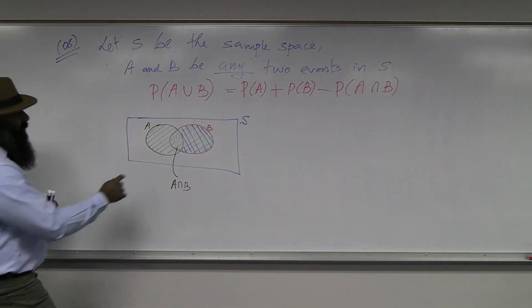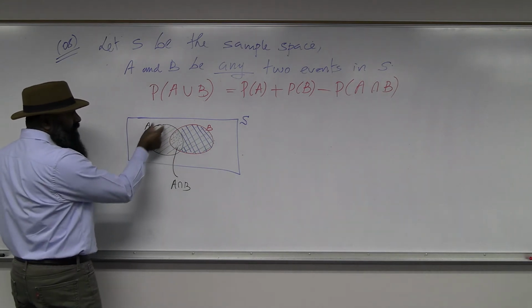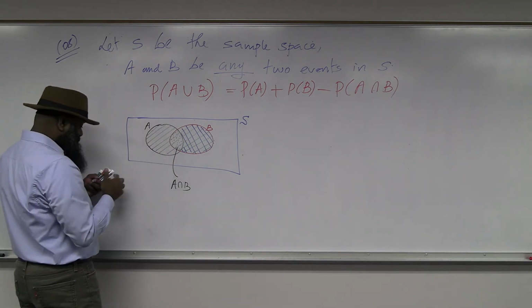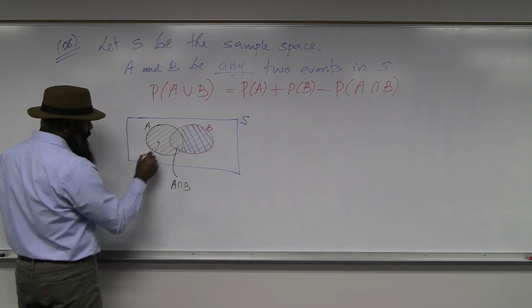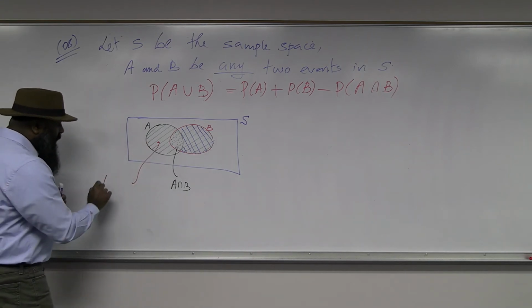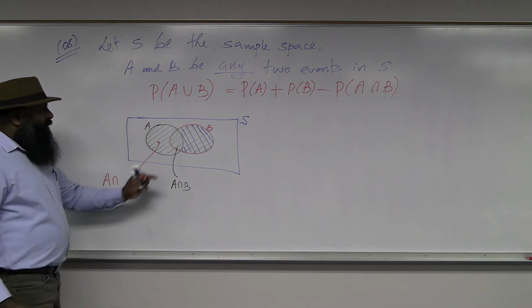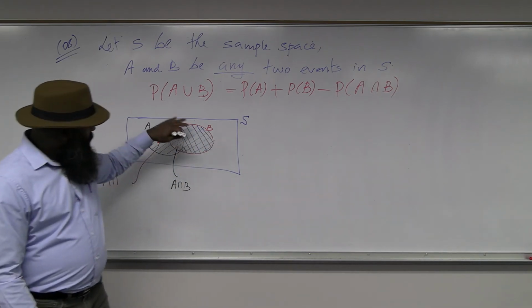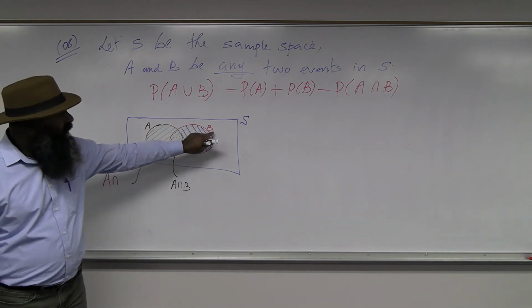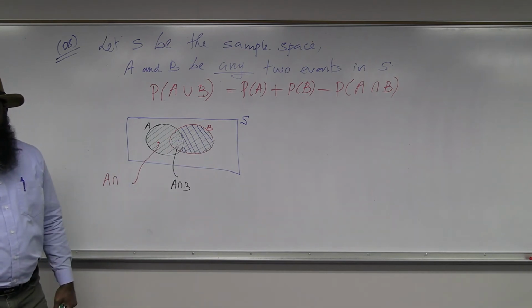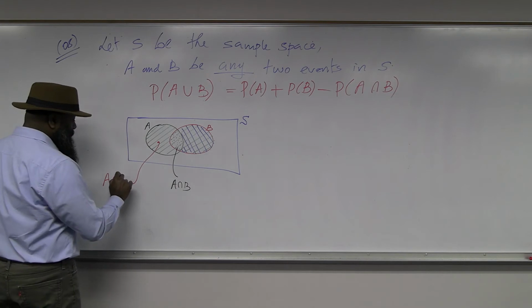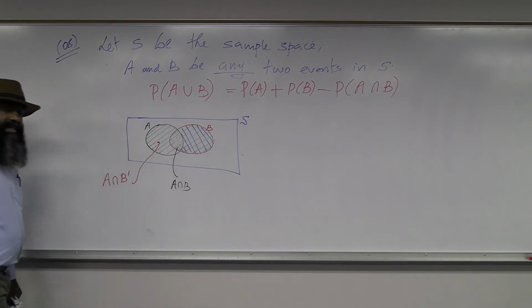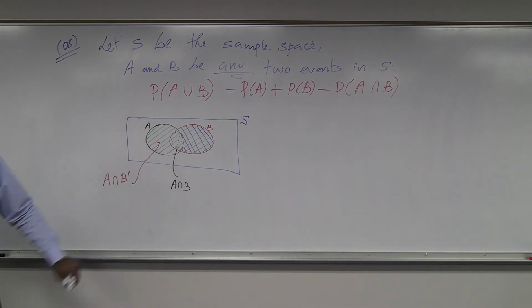Now this part of A, how do you write that part of A? Now I can write this part of A as A intersection the region which does not belong to B. So the region that does not belong to B means B prime. That part can be written as A intersection B prime.